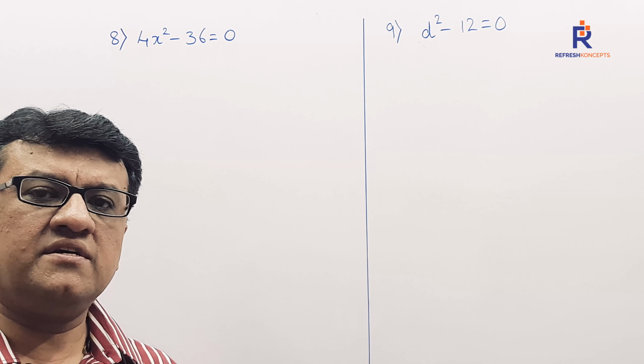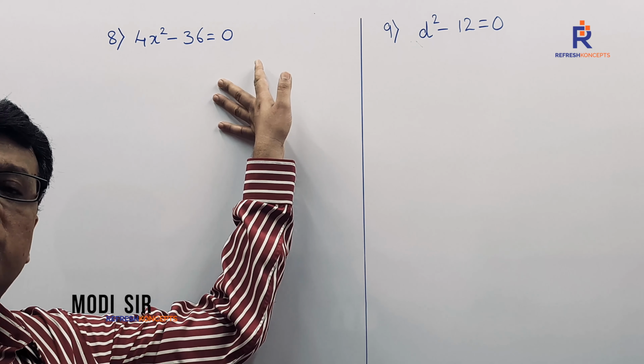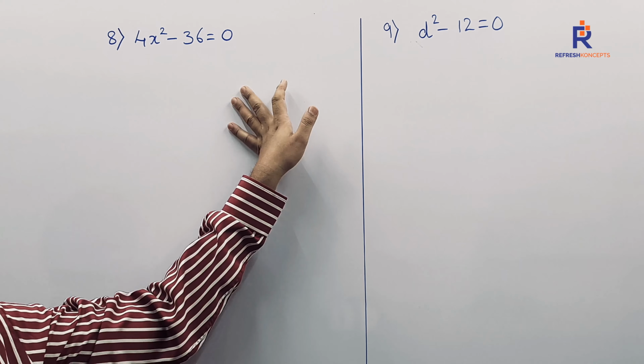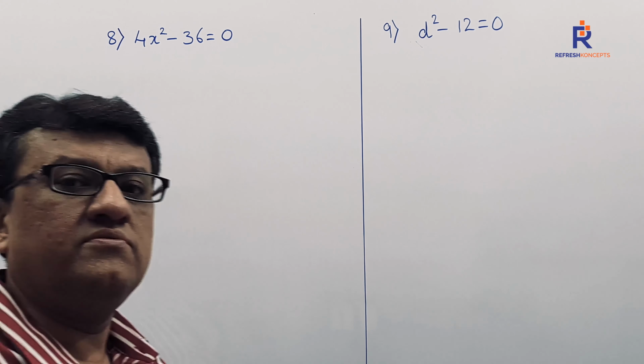Let's see another type of quadratic equation, quite different from the sums we have done up till now. Again, we are going to use the method of factorization only. 4x square minus 36 equals 0.